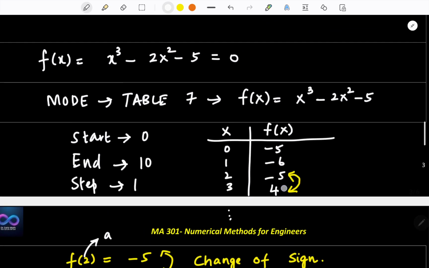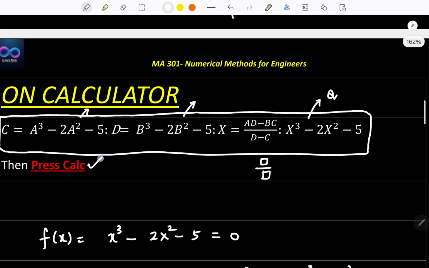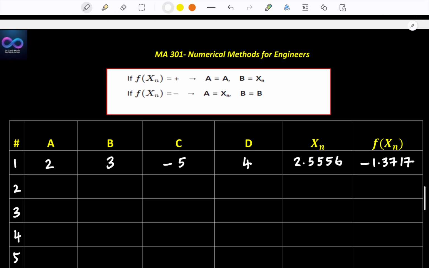Clear everybody? Again I'm telling. Type the formula completely in the calculator. Type the whole formula in the calculator. Once you type the formula, press the button calc. Once you press the button calc, automatically it will ask you what is A. Give the A value, B value, then press equal, C comes, press equal, D comes, press equal, Xn comes, press equal, f of x1. This is your answer root. Keep in your mind, this is the place where you are going to concentrate, this column.